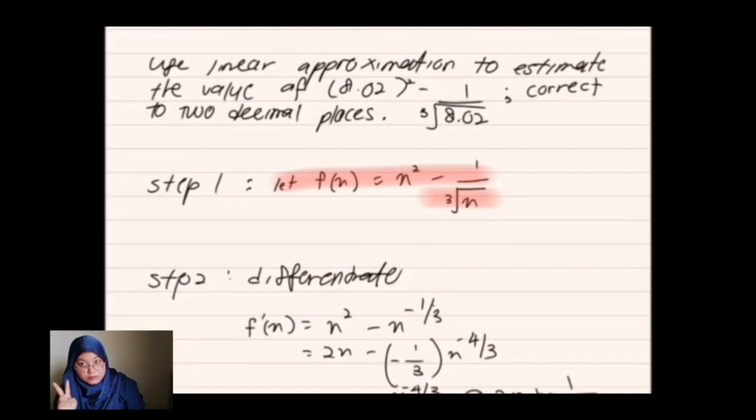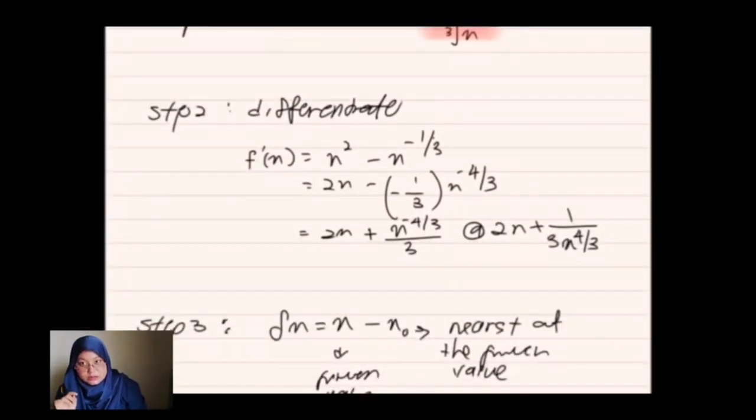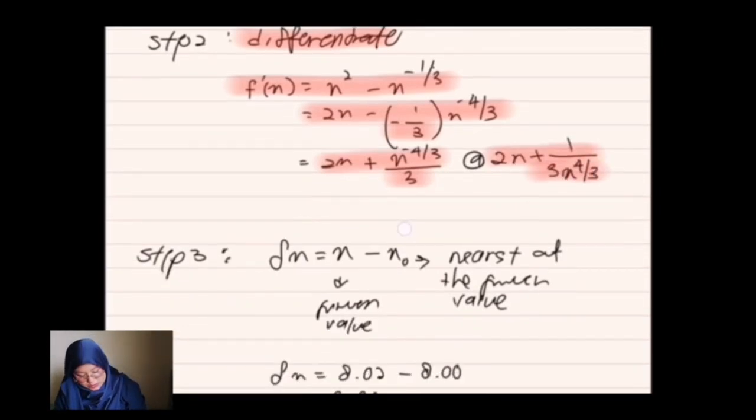For step 2, we move on to differentiate. We have to differentiate the equation that we already did. So we write f prime x, and when we differentiate, we get 2x minus negative 1 over 3 x to the power of negative 4 over 3. Remember, you have to rearrange it. You can do it like this, or like this if you want the power to be positive.